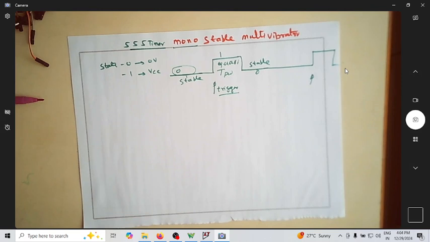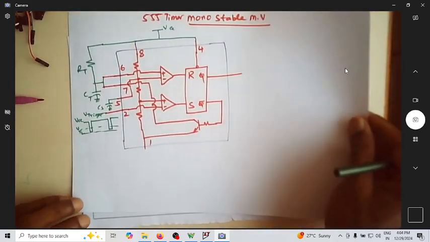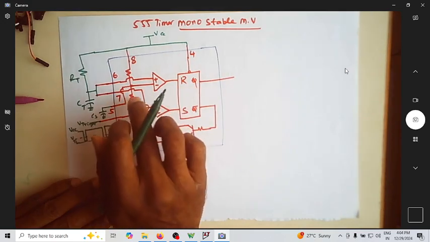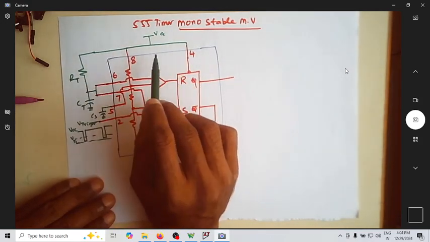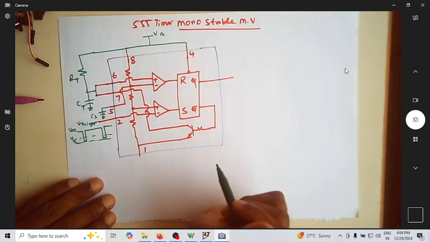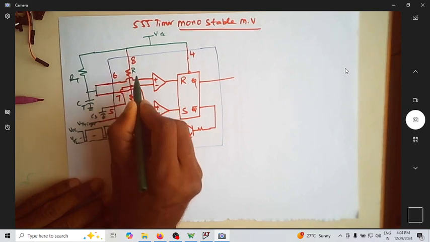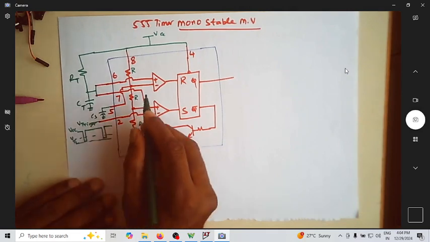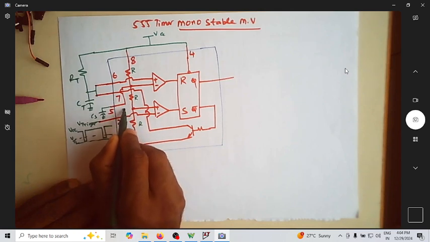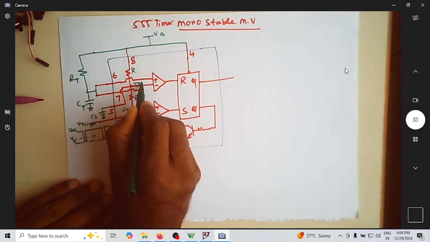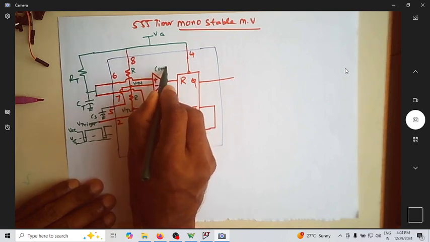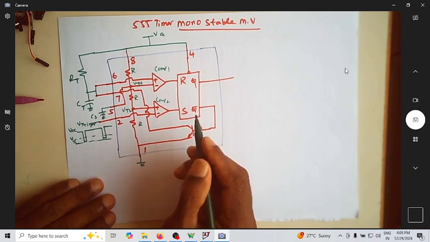Let us take the example of implementing this monostable multivibrator using the 555 timer. We'll just take the same 555 timer circuit. Whatever is within the box is the circuit of your 555 timer. We have three resistors of equal value R connected between VCC and ground. This will establish voltages of VTL and VTH at the inverting terminal and non-inverting terminal of these comparators. This is comparator 1, this is comparator 2.